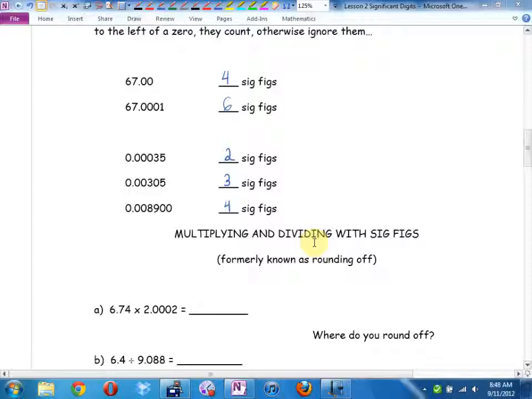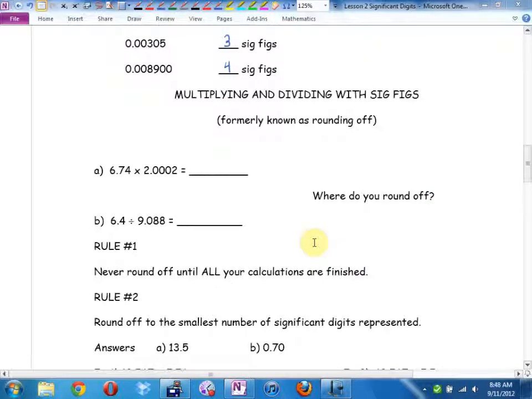So what are the rules for sig figs? Well, multiplying and dividing sig figs. Suppose that you were measuring something and you got 6.74, and then you measured that same thing with a different instrument, and you got 2.0002. So one of your instruments is accurate to 4 decimal places. One of your instruments is accurate to 3 decimal places. How the heck do you get an answer if you're multiplying them? Well, the first thing you do is you get out your calculator. Hint, hint.